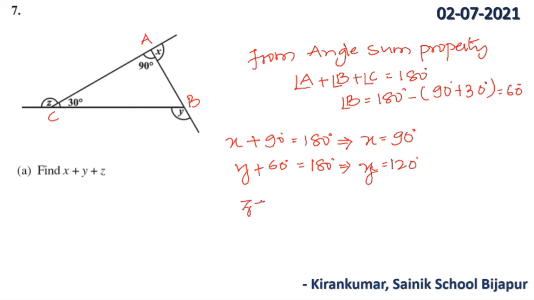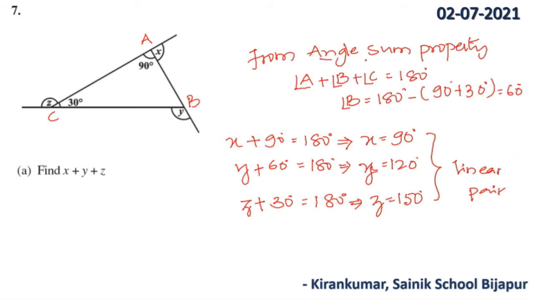So z plus 30 degrees is 180 degrees. So the value of z will be 150 degrees. This particular thing is because of linear pair. Remember friends, in geometry, these reasons are very important. You need to mention the reasons.